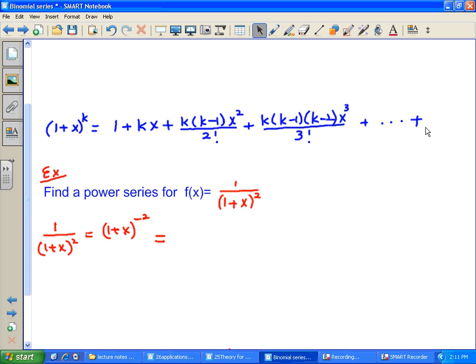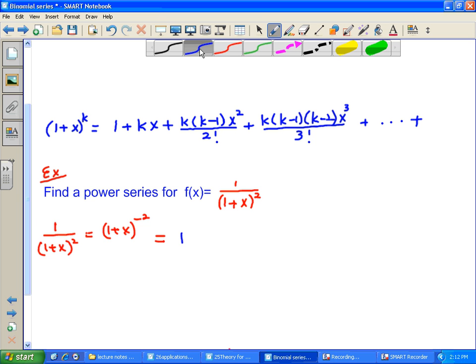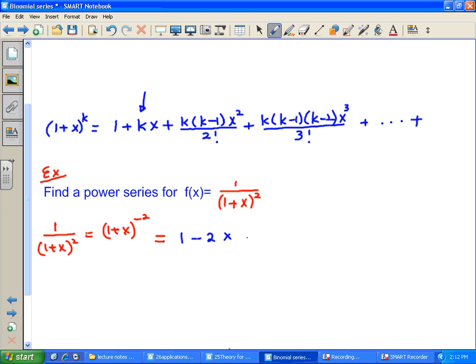So it says the first term should be a 1. No problems there. What will the next term be? We're going to follow directly from here. What is k here? Exactly. So it's going to be -2 times x. Okay, what would the next term be? -2 times, what is k - 1? -3, divided by 2 factorial, times x squared.